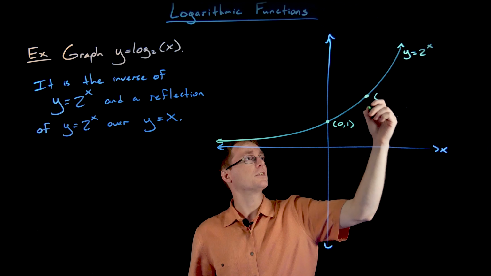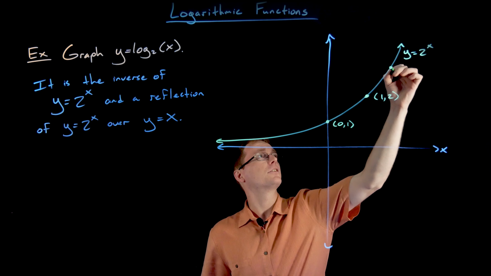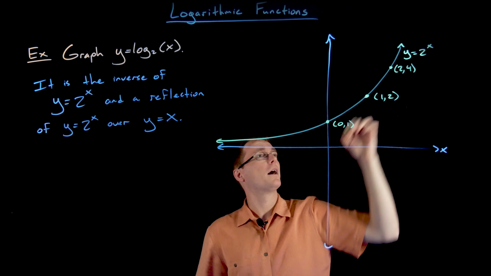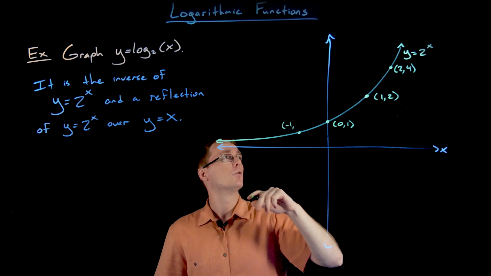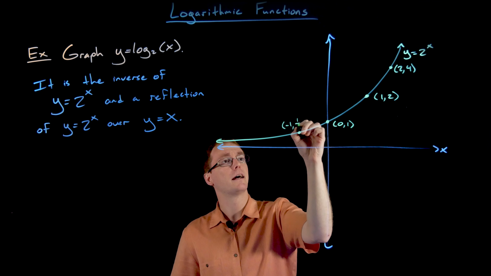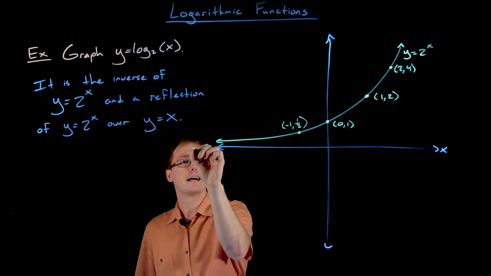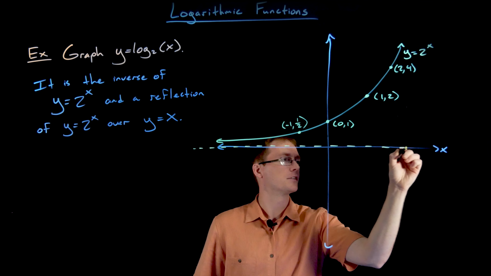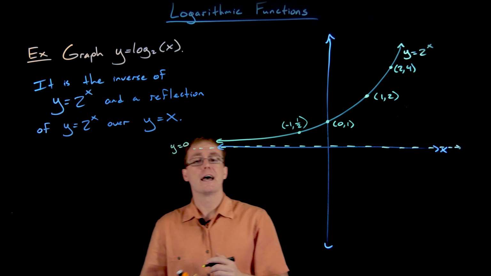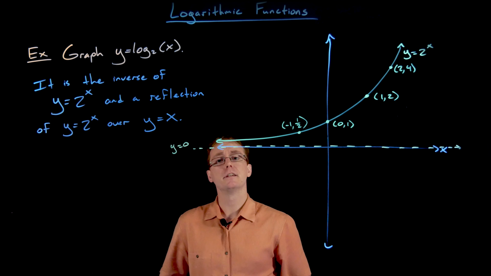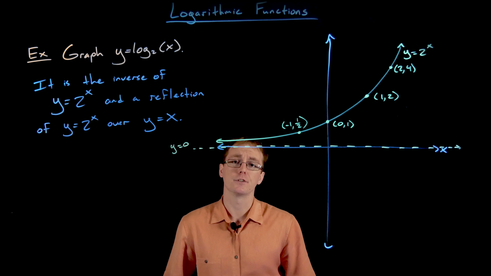If we plugged in x equals 1 into our function, we get y equals 2. If we plugged in x equals 2, we get y equals 4. If we plugged in x equals negative 1, we get 2 to the negative 1, which is the same as 1/2. Another thing to remember about our exponential function is that it has a horizontal asymptote as part of its end behavior, at least for its left end. If we head off towards x equals negative infinity, then the output of y equals 2 to the x is going to approach, or get closer and closer to, 0.